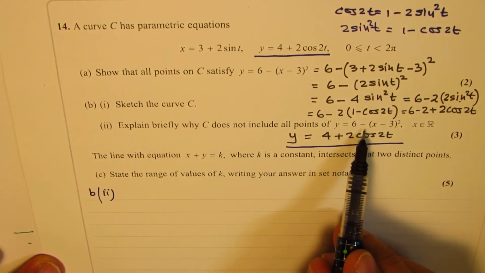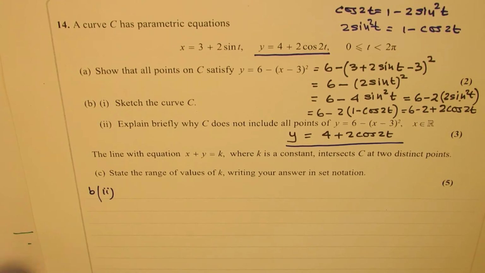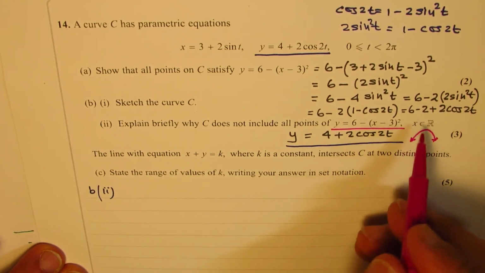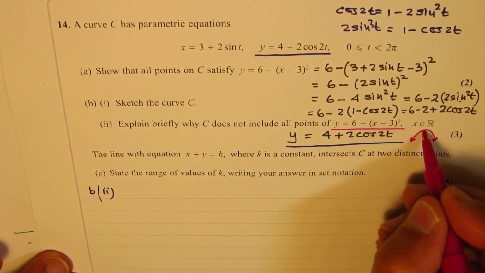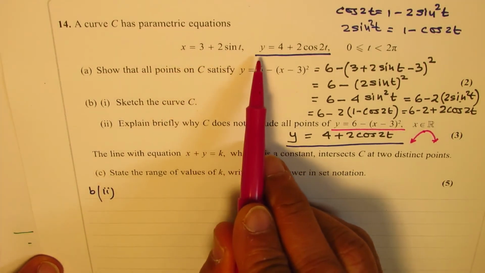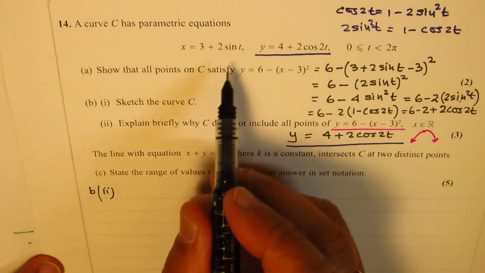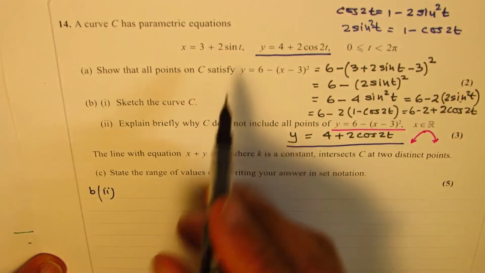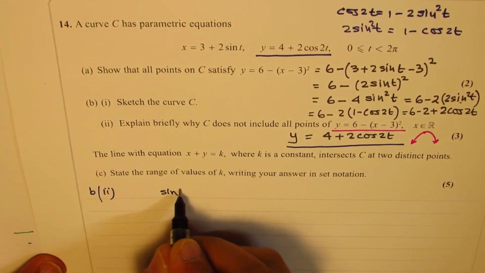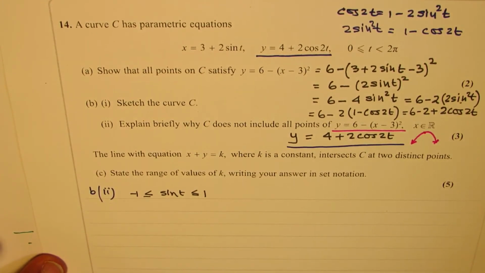Now, y equals 6 minus (x minus 3) whole square is a parabola, which opens downwards with a vertex at (3, 6), right? x belongs to all real numbers. However, we have a restriction on x and y here. We are given t, and it's a periodic function. As far as sine t is concerned, the value can only be between plus and minus 1, right?